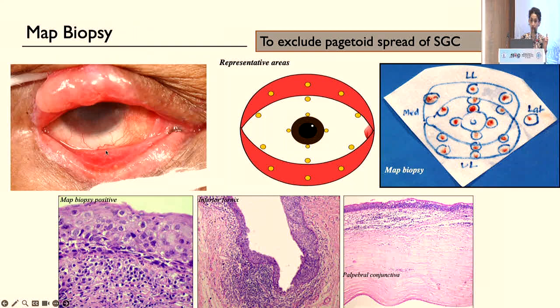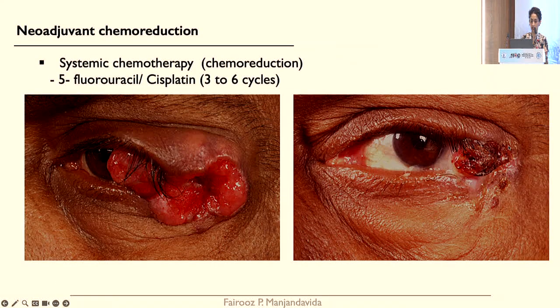So when you have a nodular lesion in the eyelid and you have this diffuse conjunctival congestion, it is very important to also assess pagetoid spread in the conjunctiva with the map biopsy. These are the representative areas from the bulbar conjunctiva, the tarsal conjunctiva, and the fornix, and this is how many lesions, almost 17 to 18 2 by 2 millimeter lesions are taken out and sent for map biopsy.